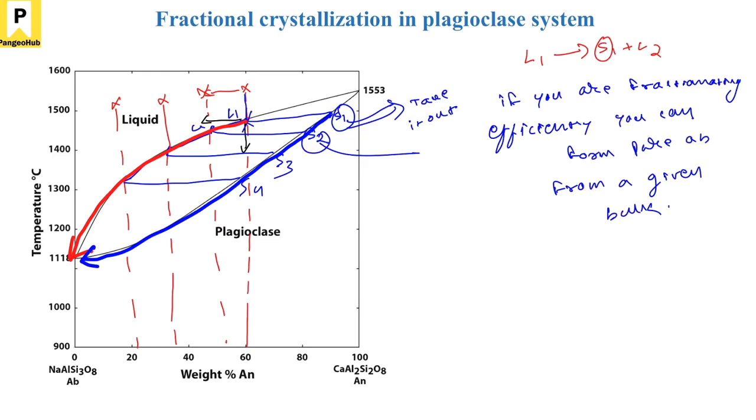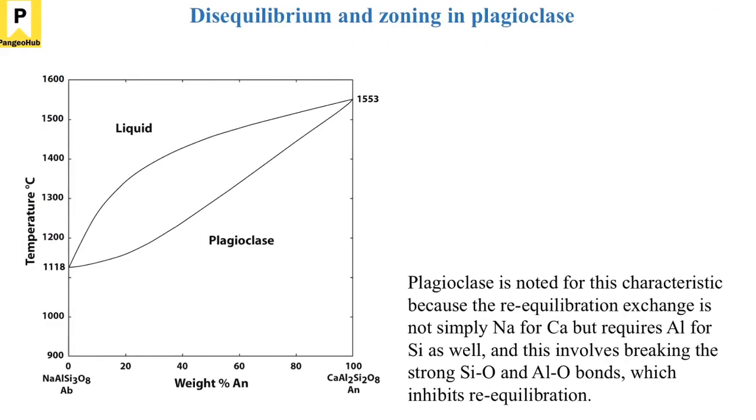So I think this is all about fractional crystallization, where the bulk composition is slowly shifting as you are removing the solid which is crystallizing. So you are slowly taking out the solid which is forming. What we do next is try and see how we find zoning in plagioclases and disequilibrium, which is related to fractional crystallization, and sometimes just disequilibrium happens.